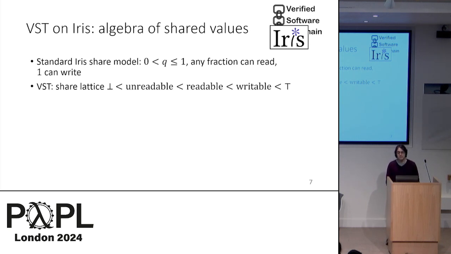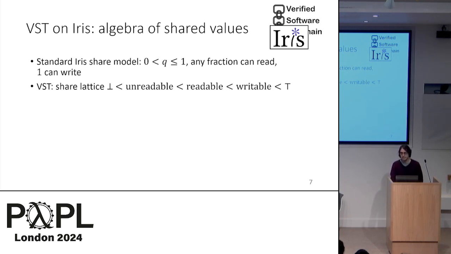VST, following CompCert, has a more complicated model of shares. Basically, it models them as a lattice, where we have a bottom share that's no ownership at all. We have an unreadable share, which models this non-empty permission, where we can't know what it is, but we know that it exists, up through readable, writable, and finally the top share, which gives us permission to free a memory location.